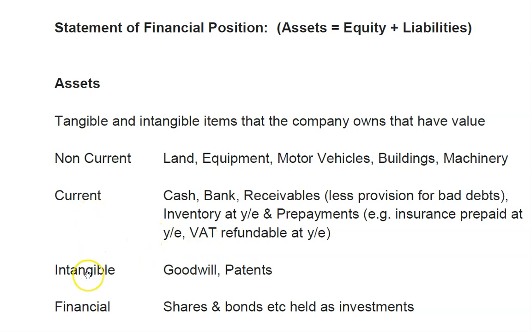The other type of assets are intangible, such as goodwill or patents, or financial, which are those items which are held as investments. For first year, we'll only really be concentrating on non-current and current. Next semester, you might see some intangible and financial.